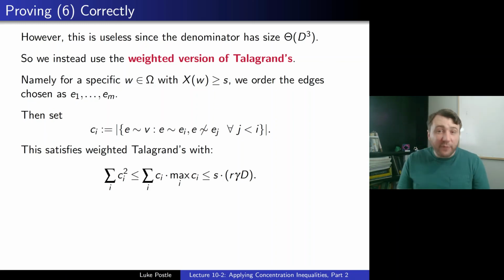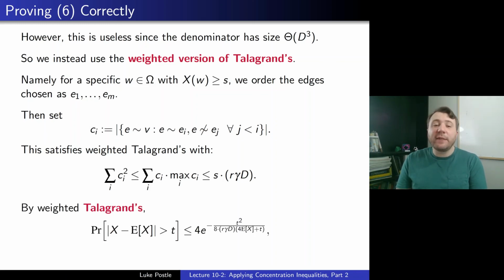So it's a clever trick to use this max, to use this linearity, because the problem before was that we got this constant squared, but often you can do this trick where the constant ends up being linear with the max. So we end up with S times R gamma D, and if you apply weighted Talagrand's, then we actually get an 8 times R gamma D on the bottom instead of R gamma D squared. So now we have something more like a D squared in the denominator. If we want t to be on the order of D, then indeed this will be small.